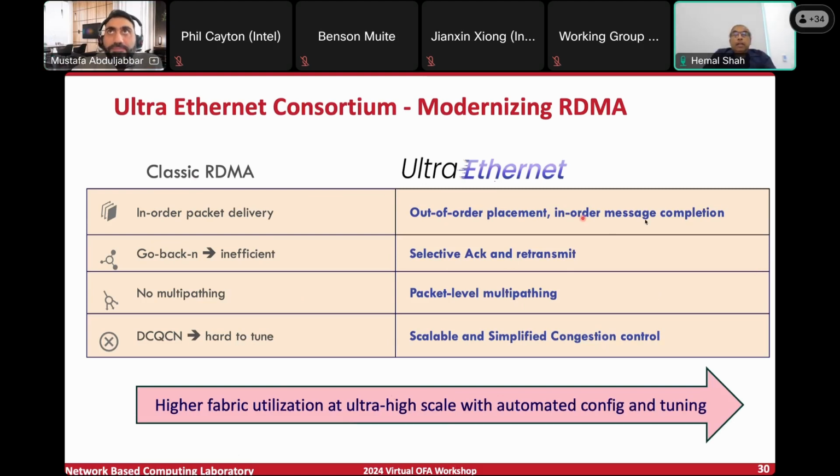So as Mustafa showed, with the MPI level library optimization, you can realize the benefits provided by the underlying hardware and transport.